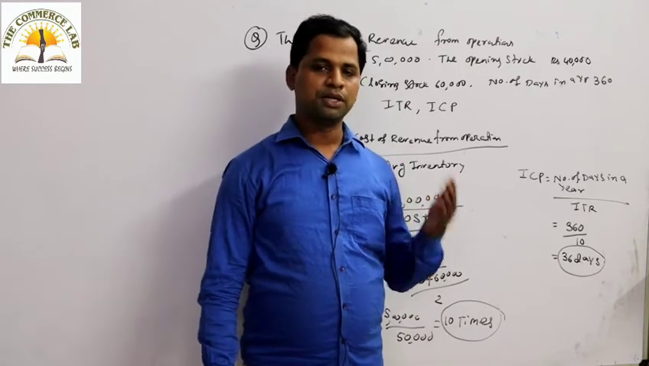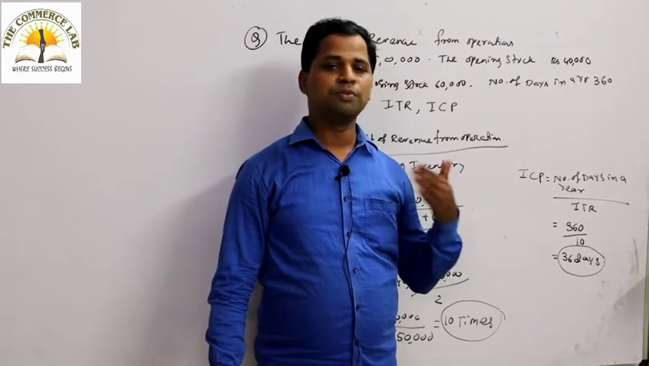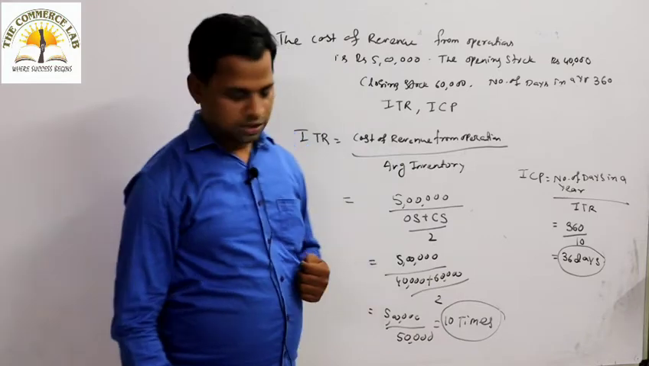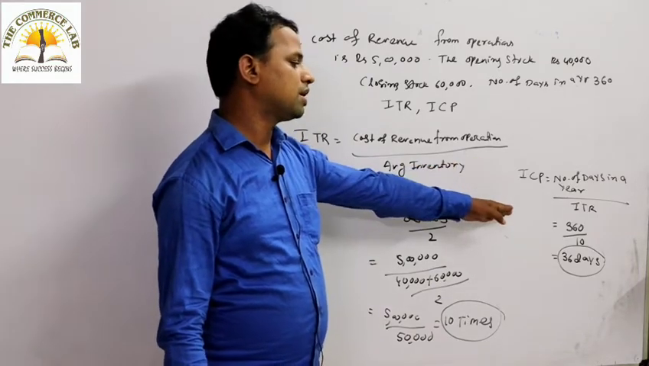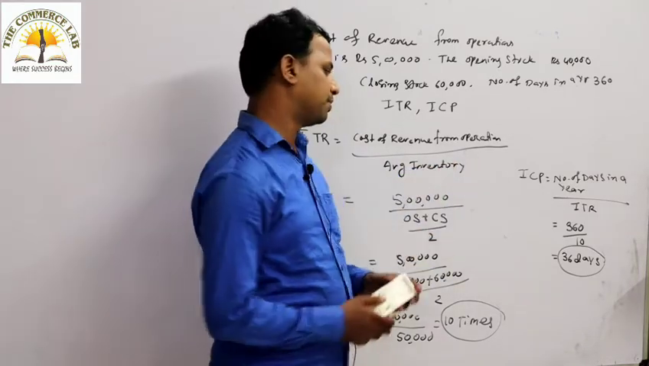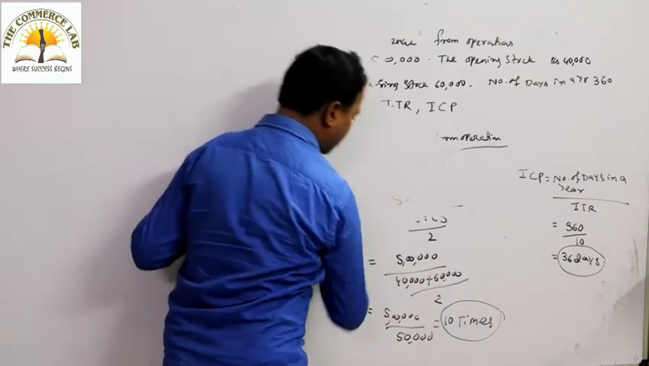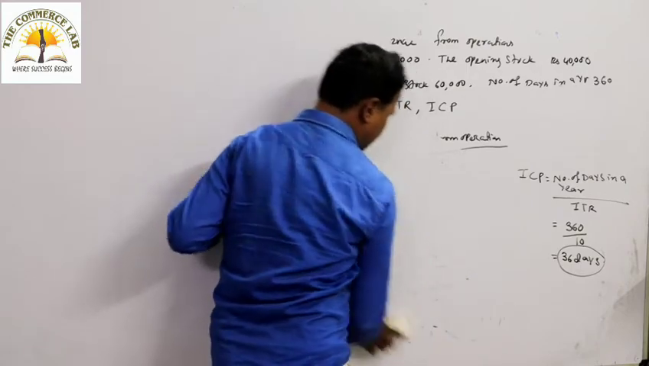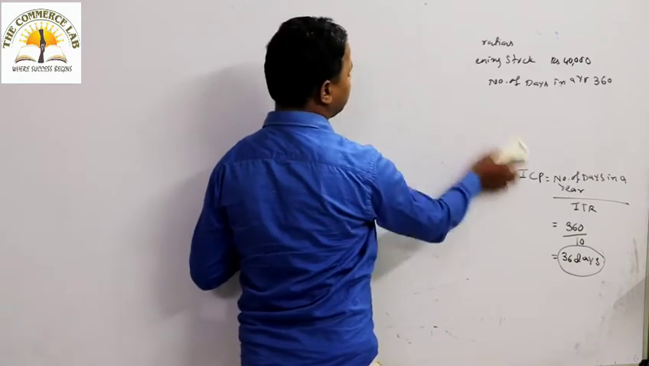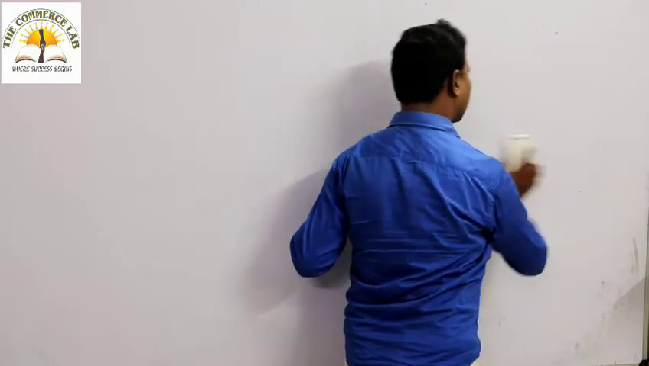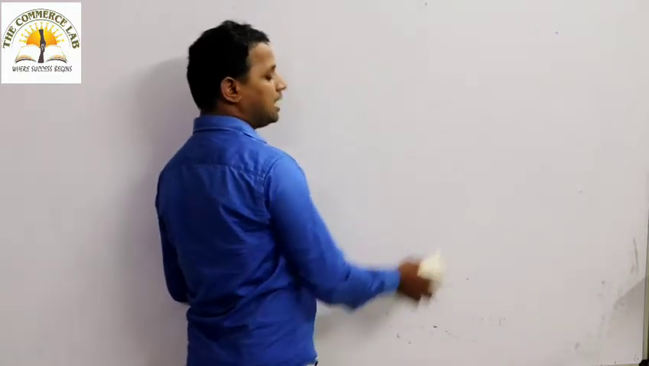Every 36 days the inventory is being turned by that particular organization. So what is this called? That is known as inventory conversion period, that is ICP. So this is the question where we calculated the inventory turnover ratio as well as ICP. Always a lower ICP is better, and a higher ITR means we call the company efficient.